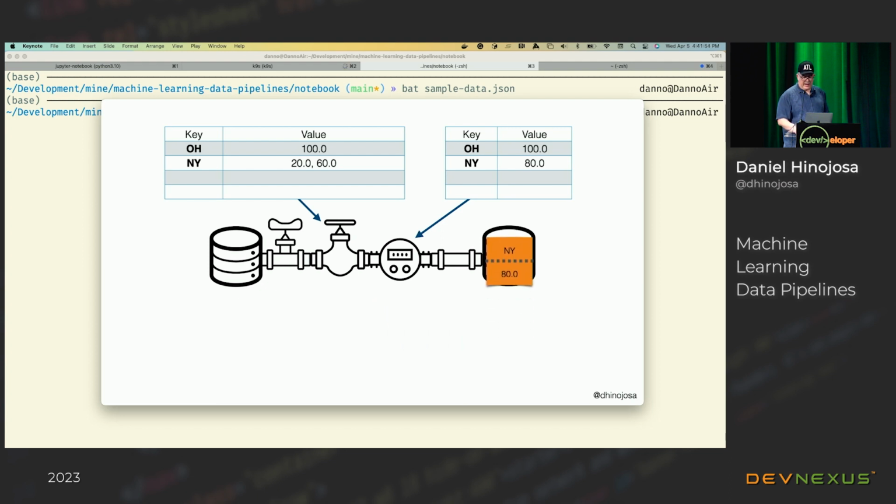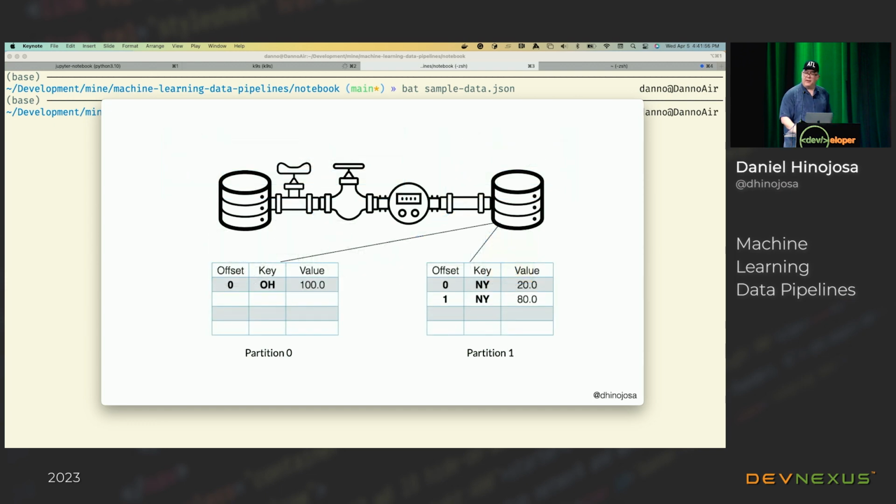Okay. Now, this is stateful streaming here. One of the things that you could do with stateful streaming is you can get rid of all the old data and just keep the newest data. This is called compaction.